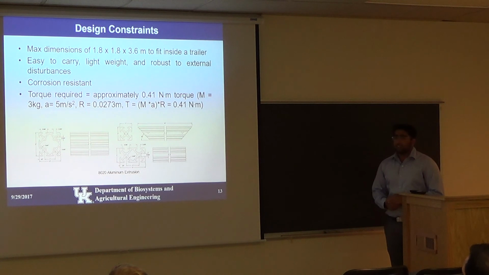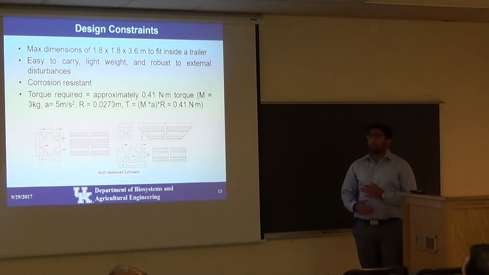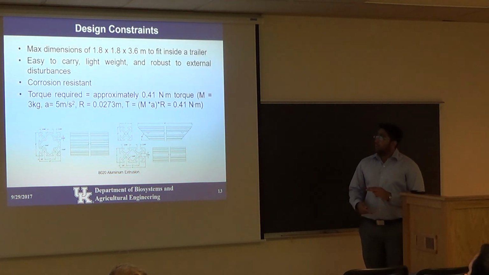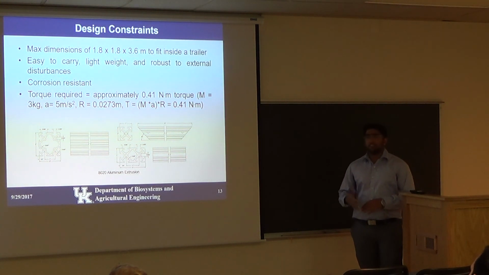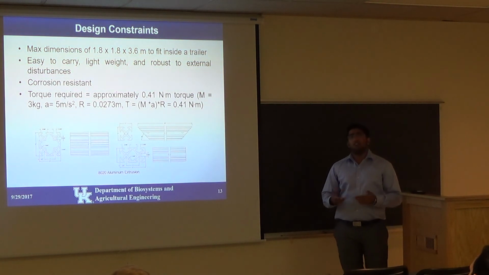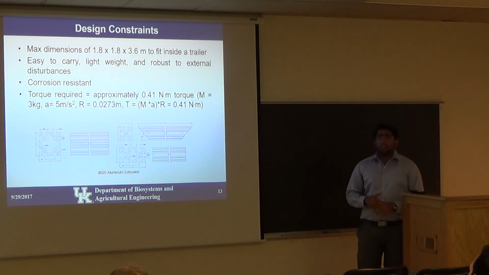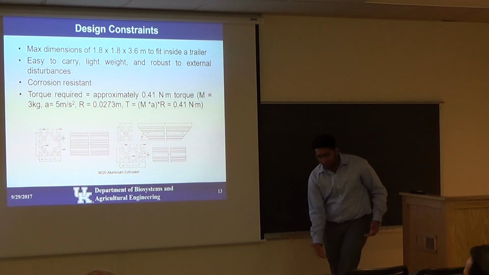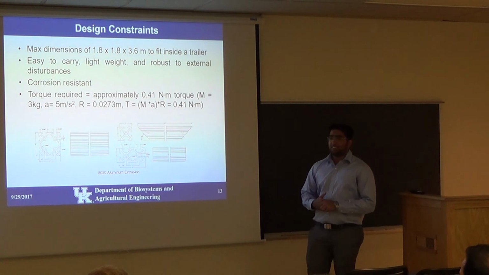So some design constraints regarding the linear motion system. It needs to be at most 1.8 by 1.8 by 3.6, because we need to fit the whole system inside Dr. Sama's trailer. It should be easy to carry, lightweight, and robust to external disturbances. And it should be corrosion resistant, because I never went to the field site, but Felipe said that there's a lot of water there, water up to here, so you want it to be corrosion resistant as much as possible.